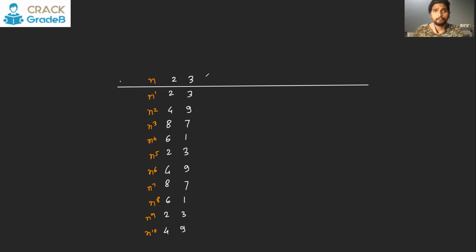Then comes the 4. So for 4, 4 raised to power 1 is 4. 4 raised to power 2 is 6. 4 into 4 is 16, 6. 6 into 4 is 4. 4 into 4 is 6. So 4, 6, 4, 6, 4, 6.